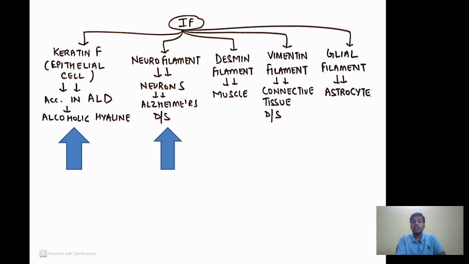Then we have certain neurofilaments. Neurofilaments are seen in neurons. These neurofilaments will accumulate inside the neurons and lead to neuronal cell death, and this is seen in Alzheimer's disease. Again, we have Desmin filament. Such filaments are going to accumulate in the muscle cells. Again, we have Vimentin filament. These are connective tissue filaments, and they accumulate in connective tissue diseases. And we have glial filaments which are going to accumulate inside the astrocytes.